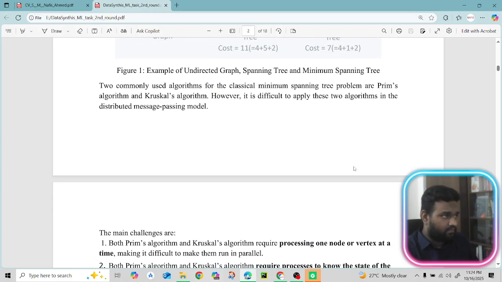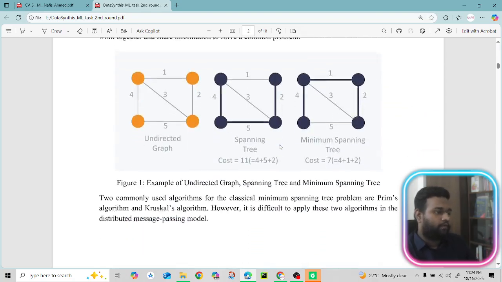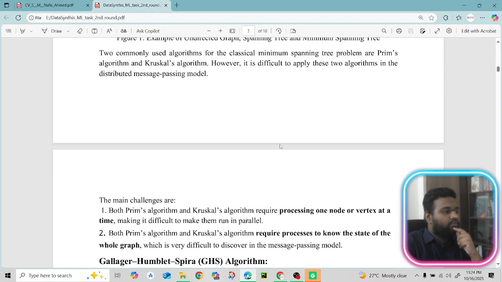In the problem we have mentioned here, it has said about the distributed system. Now I'm going to talk about why I haven't chosen the popular algorithms like Prim's algorithm or Kruskal's algorithm. Prim's and Kruskal's algorithms are very good, but they are not good for a distributed system because they are difficult to apply in these scenarios.